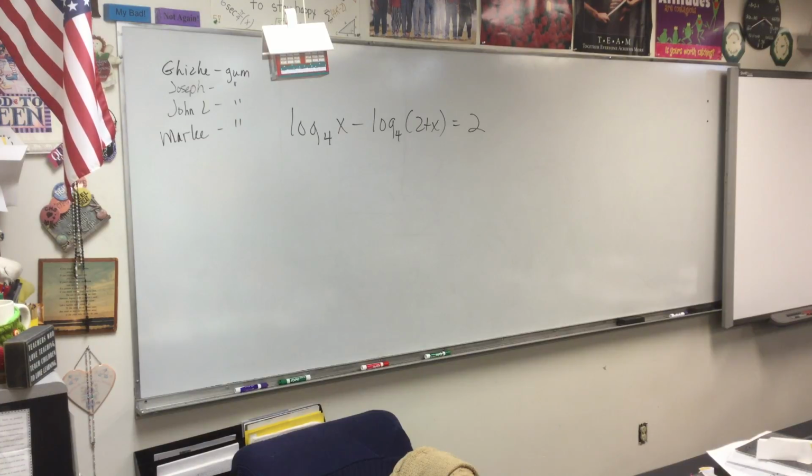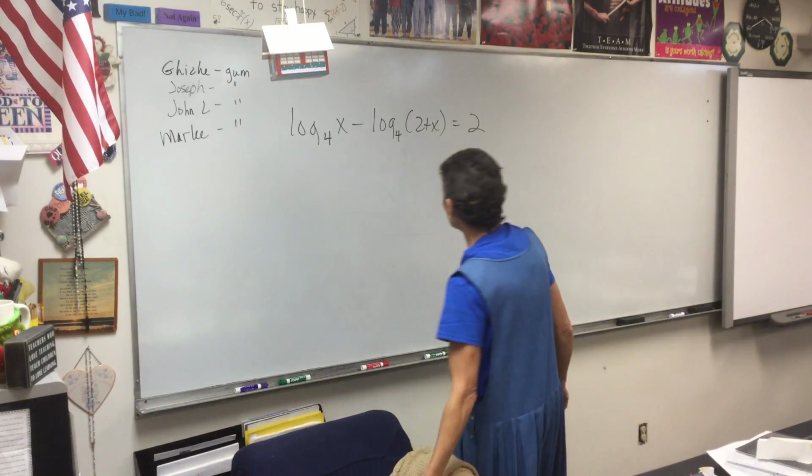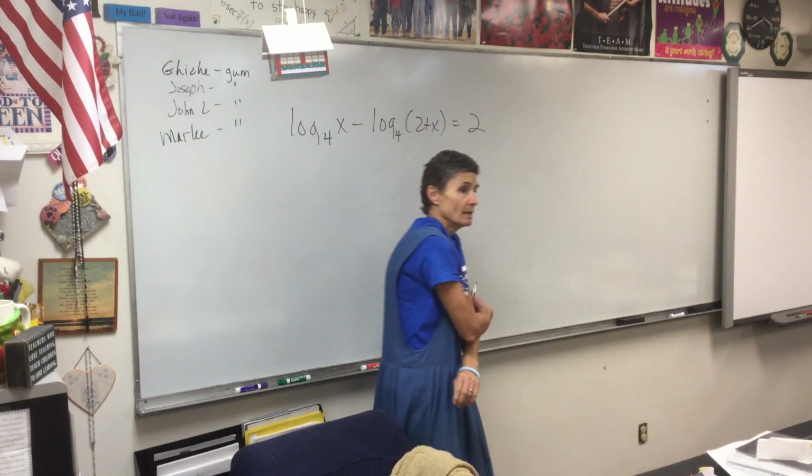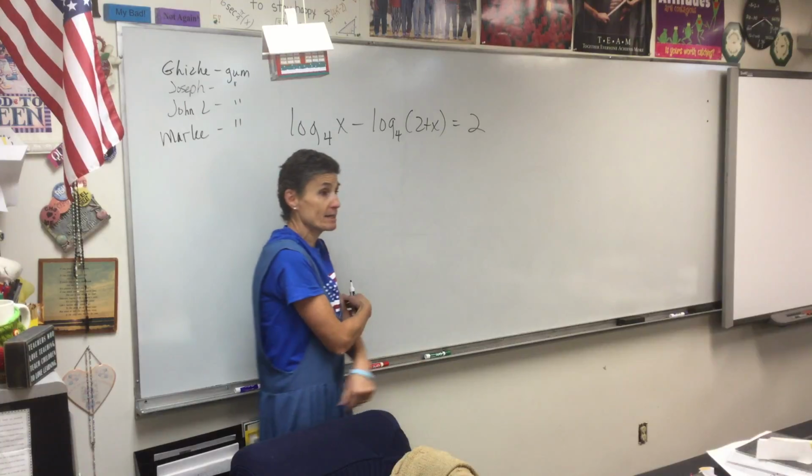How many logarithms are on the left side of that equation? 2. So what does that mean I'm going to have to do? I cannot solve it if there's more than one logarithm on each side. So I'm going to have to put those 2 together. Okay? Any thoughts on how they might go together?